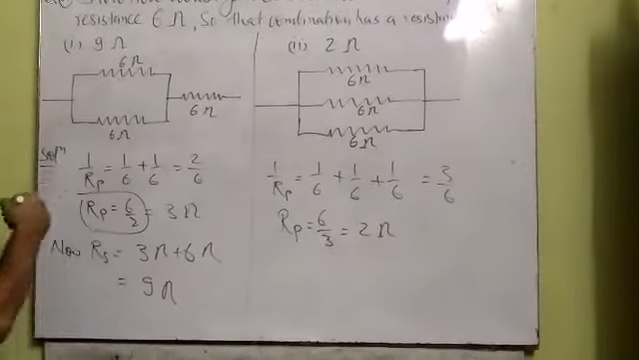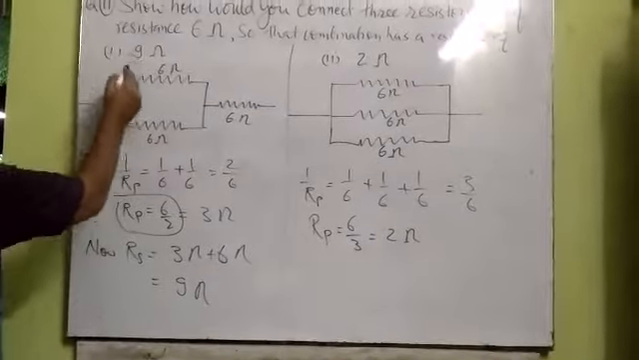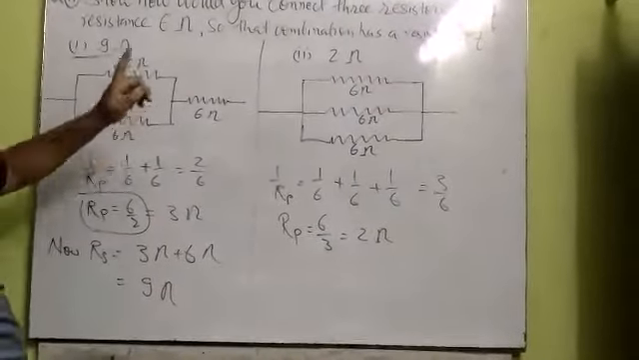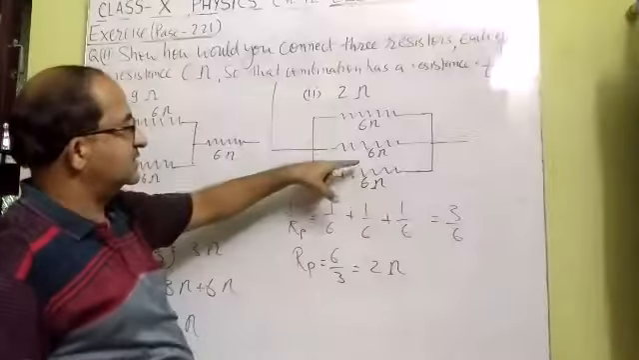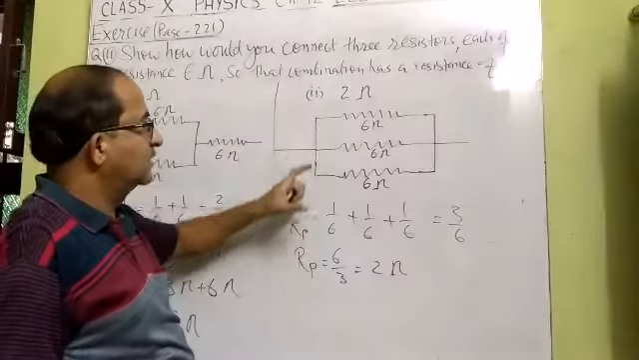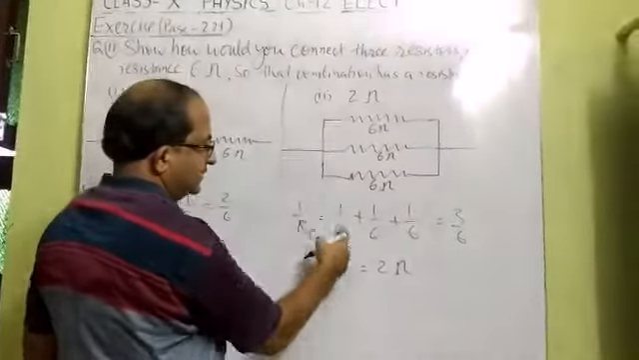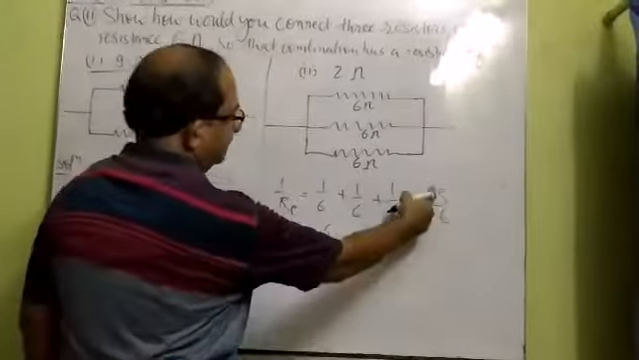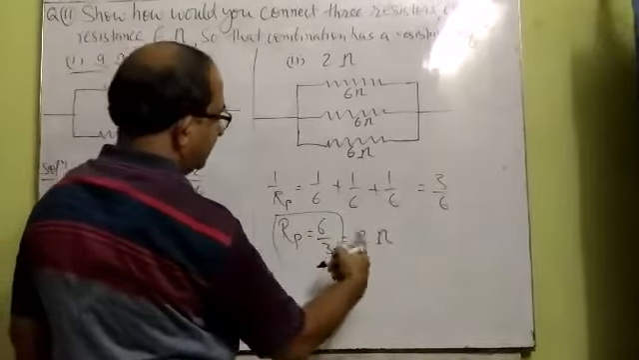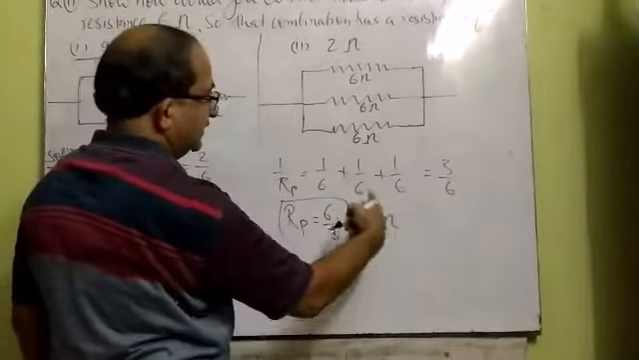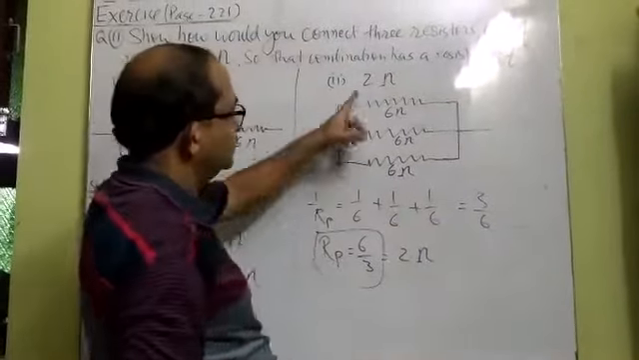So this is the way in which three resistors of 6 ohm have to be connected so that their equivalent resistance will be equal to 9 ohm. In the other part, we want the equivalent resistance of 2 ohm. There are 3 resistors of 6 ohm which are connected in parallel. So the equivalent resistance in case of parallel will be 1 by 6, 1 by 6, 1 by 6. It is equal to 3 by 6. So Rp will be equal to 6 by 3, and in this way the equivalent resistance of all three resistors will be equal to 2 ohm. So this is the way in which we will get the equivalent resistance 2 ohm.